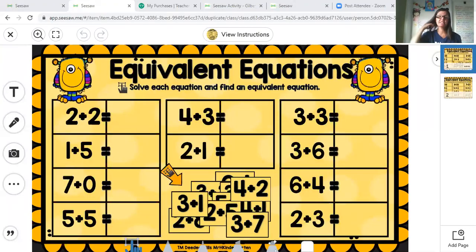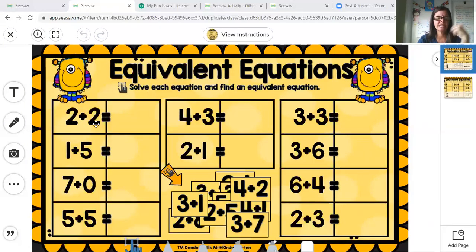Figured it out. Okay. So what you're going to see is a screen that looks like this on Seesaw, and you're going to see all of these math problems, right? 2 plus 2, 1 plus 5, 7 plus 0, 5 plus 5, and so on. So all of these different equations, you are going to have to find another equation that equals the same thing that you can put on the opposite side. And then they're going to have to equal the same.